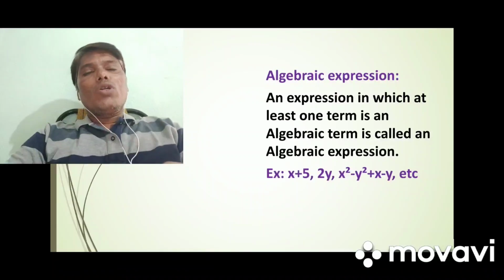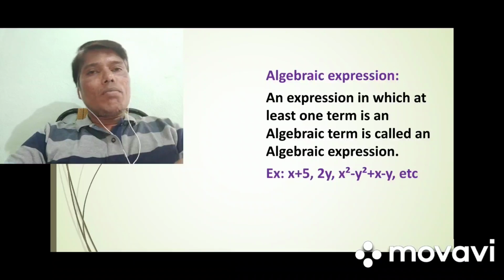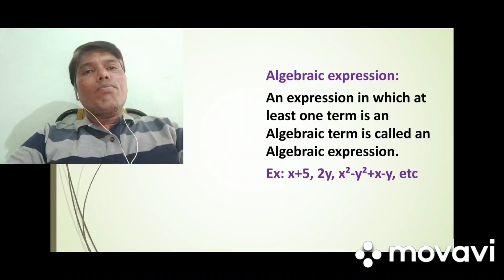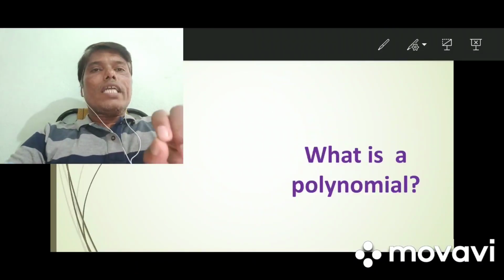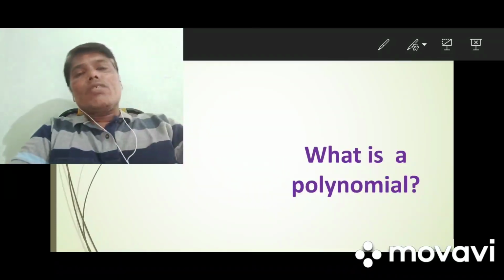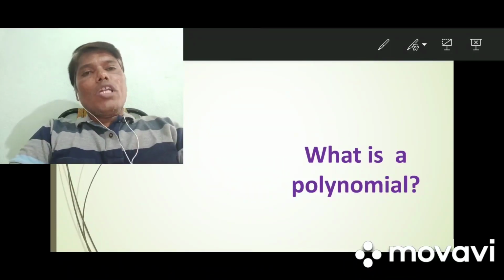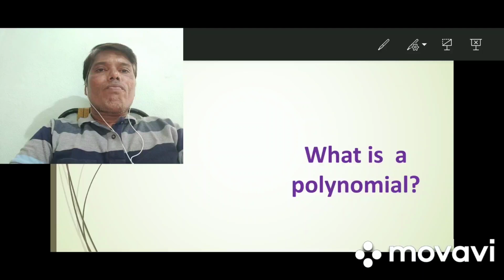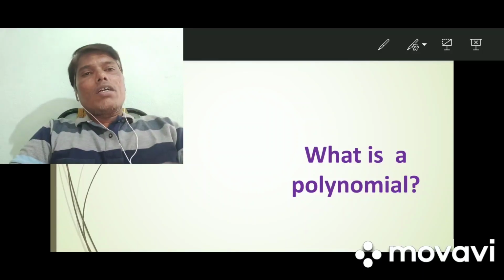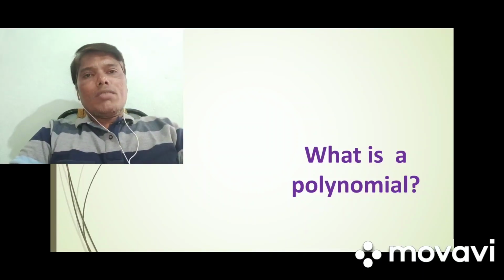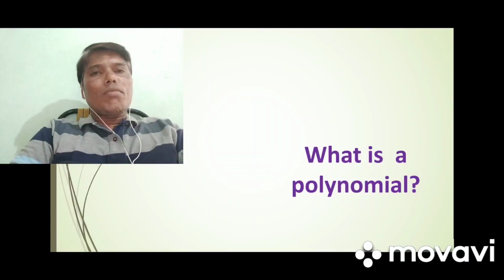Okay, so now you understood about what is numerical expression and algebraic expression. Now let us move on. What is a polynomial? Let's discuss what is a polynomial. A polynomial is also an expression. But what expressions are polynomials? What kind of expressions are polynomials? So what are the conditions that apply?